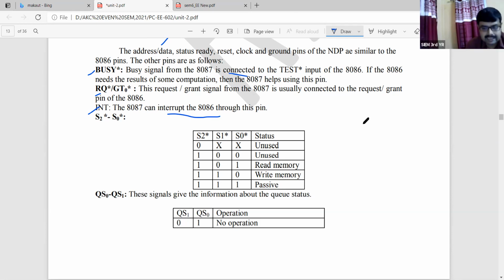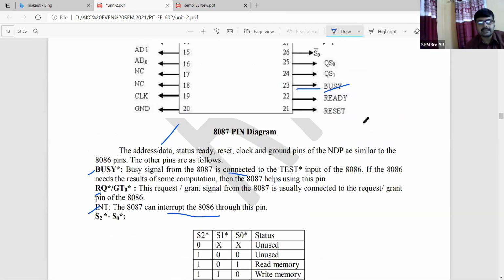That is the INT, which is basically the interrupt signal. Interrupt which processor? It interrupts only the 8086 processor through this pin. Next, S2 bar to S0 bar.